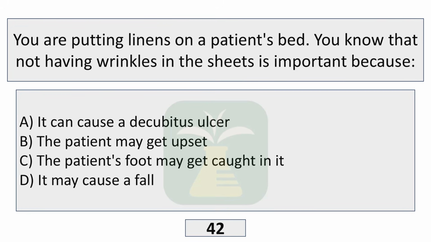You are putting linens on a patient's bed. You know that not having wrinkles in the sheets is important because A. It can cause a decubitus ulcer. B. The patient may get upset. C. The patient's foot may get caught in it. D. It may cause a fall.